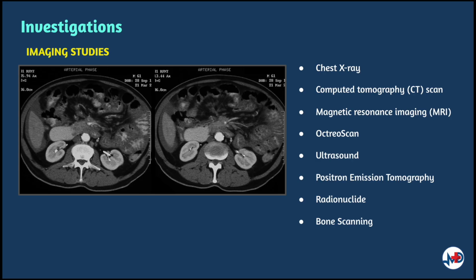Apart from this scan, one could also do an ultrasound, including an endoscopic ultrasound if there is suspicion of an endoscopy or a gastrointestinal tract tumor. Apart from that, positron emission tomography scan or PET scanning or radionuclide imaging with somatostatin analogues attached to the radioactive tracer can also be done.